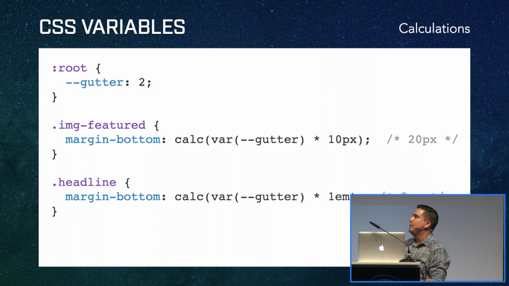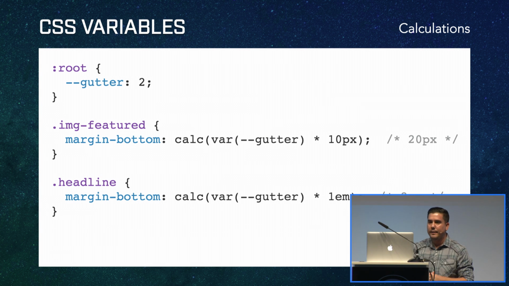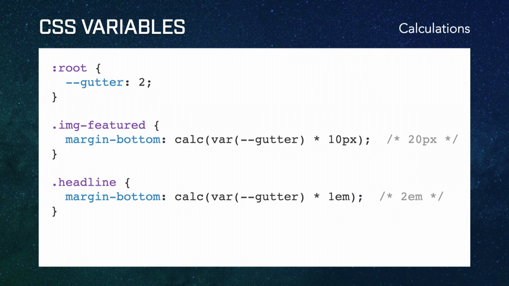You can also do simple calculations with CSS variables. So here, a handy use case is using the calc function to perform calculations that determine your length value. So this is using variables to build pixel and em values for margins.